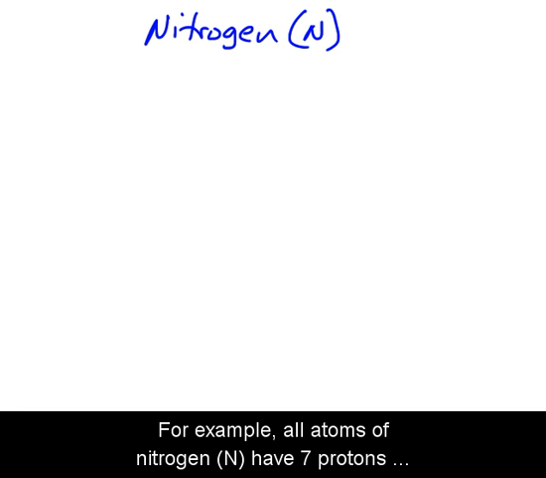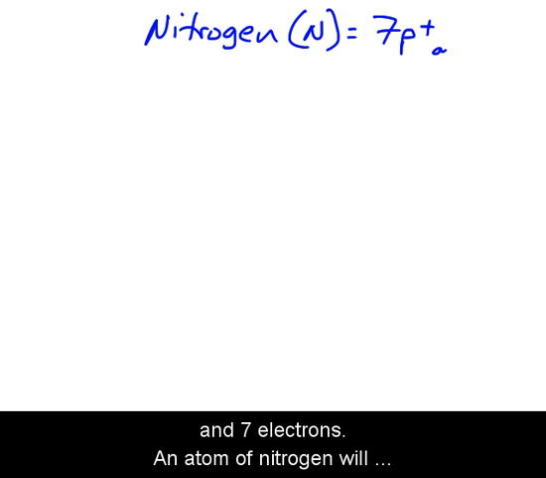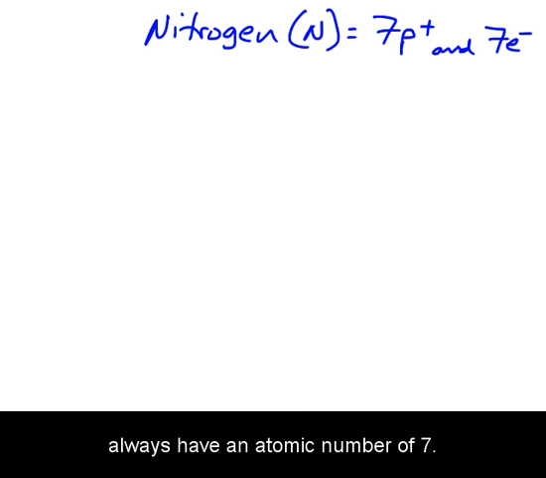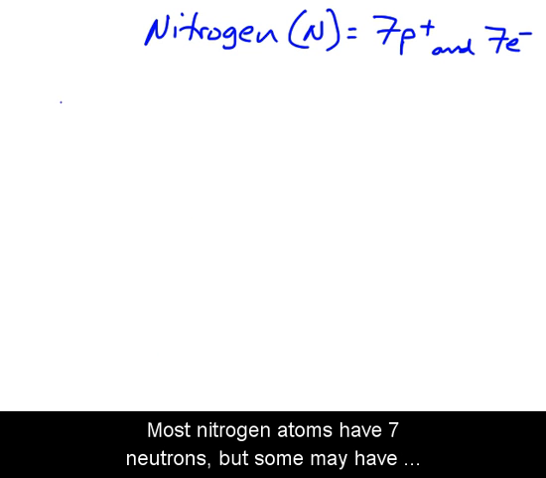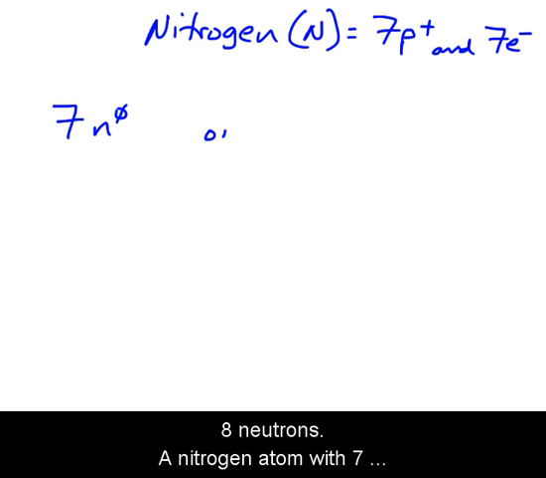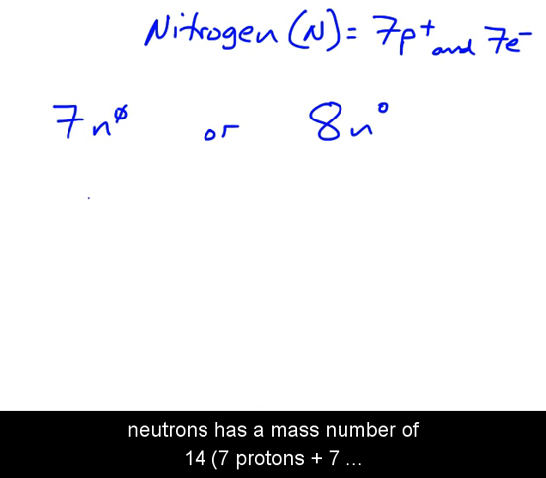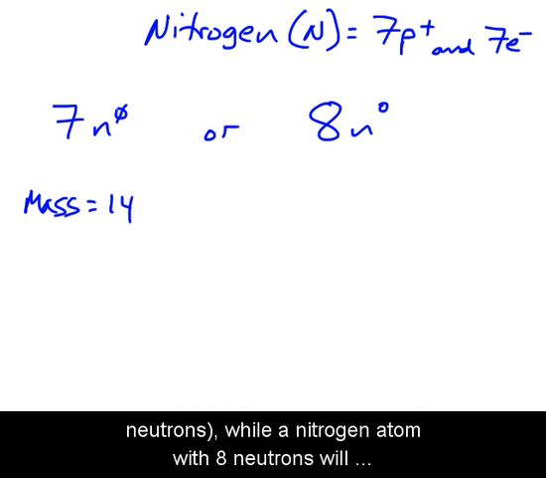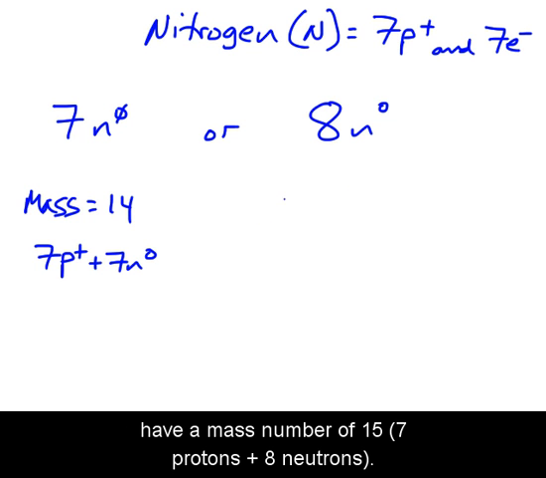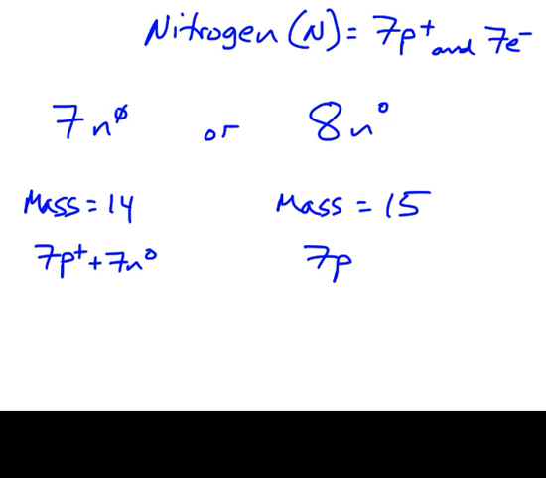For example, all atoms of nitrogen have 7 protons and 7 electrons. An atom of nitrogen will always have an atomic number of 7. Most nitrogen atoms have 7 neutrons, but some may have 8 neutrons. A nitrogen atom with 7 neutrons has a mass number of 14, 7 protons plus 7 neutrons, while a nitrogen atom with 8 neutrons will have a mass number of 15, 7 protons plus 8 neutrons.